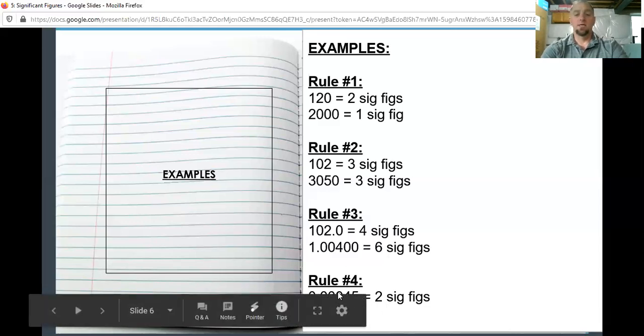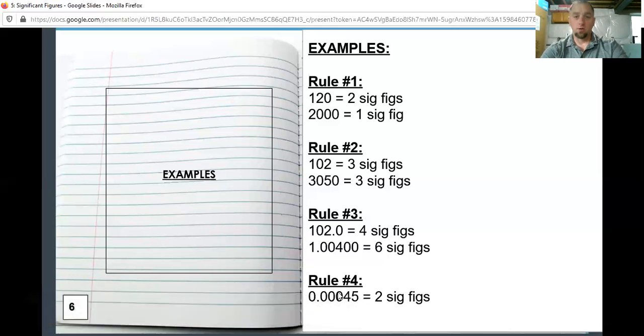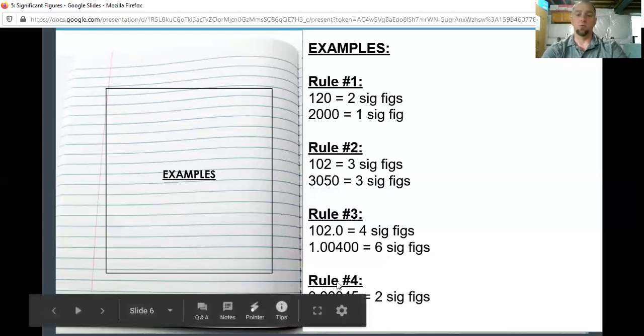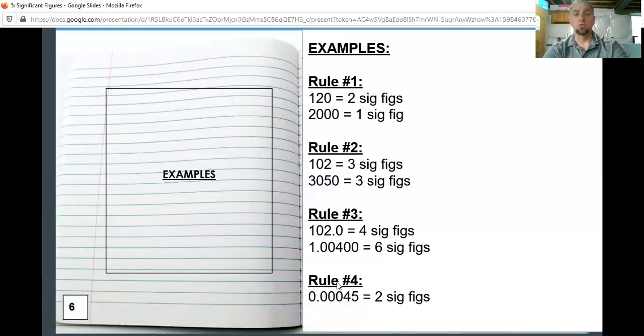All right, and our last rule, okay, we have 0.0045, okay? These zeros in front of the 4, even though they're to the right of the decimal, they're not to the right of any significant digits. Therefore, those zeros are not going to be significant. So only the 4 and the 5 are our significant digits in this value, okay? So 2 significant figures.